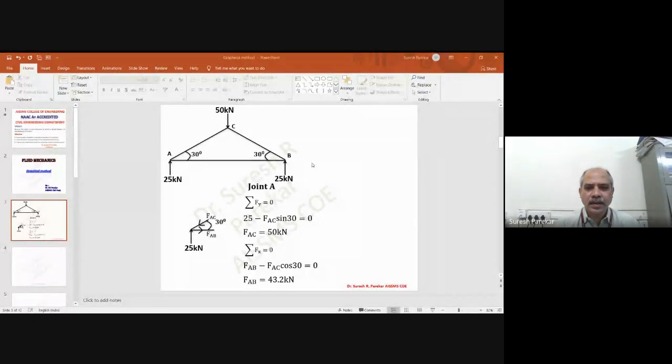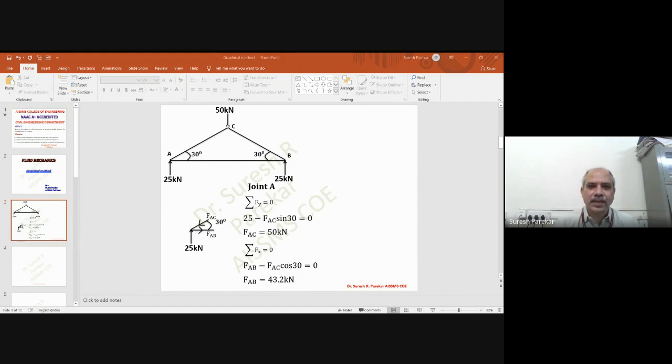So, good morning. Today we are going to see the graphical method for trusses. In Structural Design 1, to determine the forces in the members, we are going to use this graphical method. A simple problem we have taken. So, this truss ABC, we have taken a 50 kilonewton load acting on this truss.